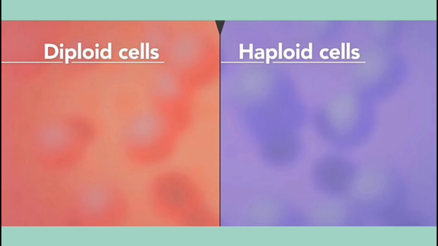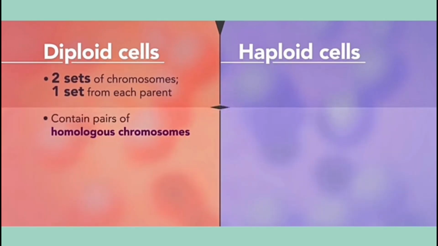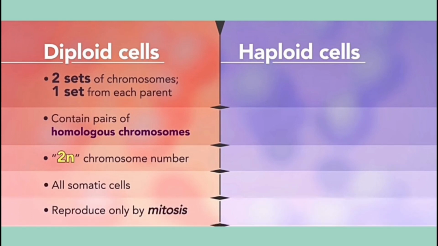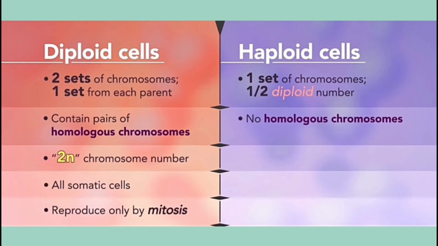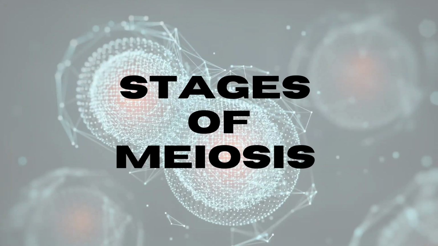Difference between diploid cell and haploid cell. Diploid cell: two sets of chromosomes, one set from each parent, containing pairs of homologous chromosomes, stated as 2N. All somatic cells, such as body cells and skin cells, reproduce only by mitosis. Haploid cell: one set of chromosomes, half the diploid number, no homologous chromosomes, stated as N. Gametes only, and also formed by meiosis.